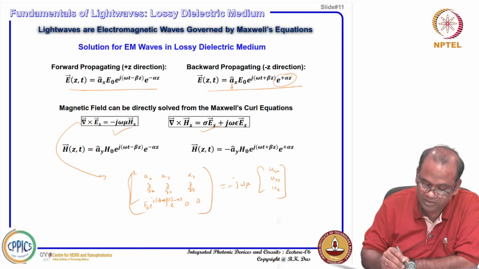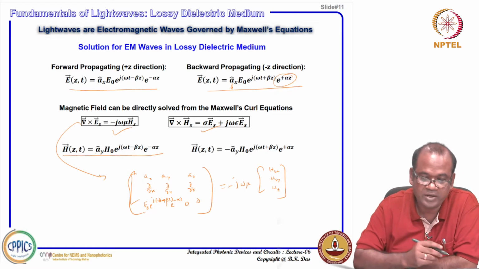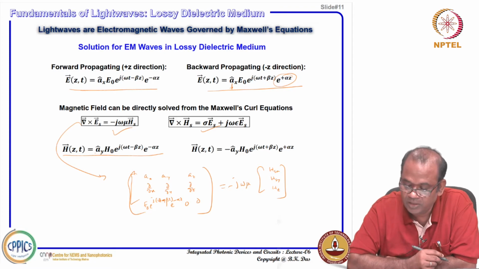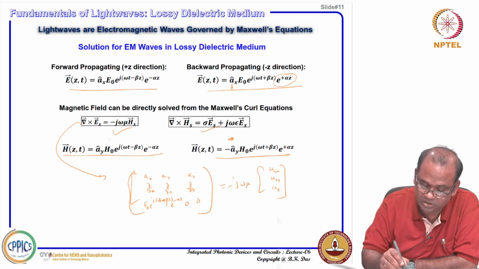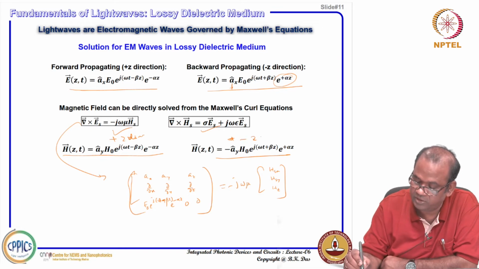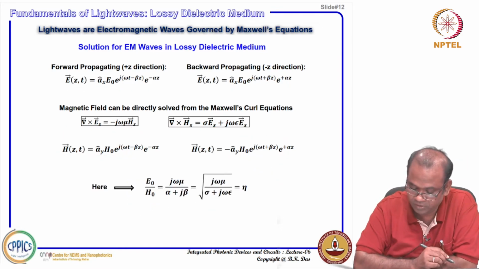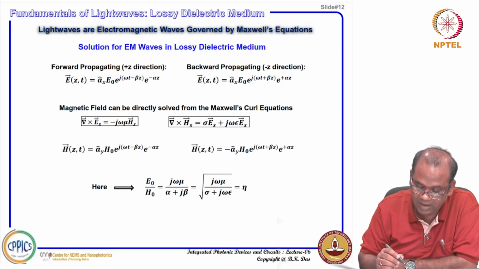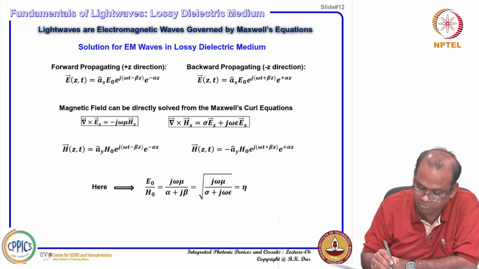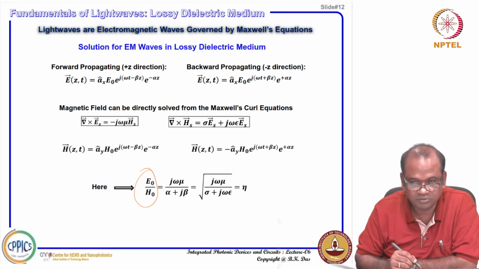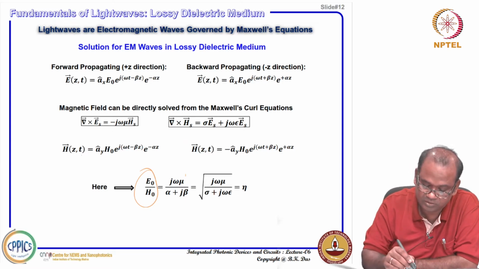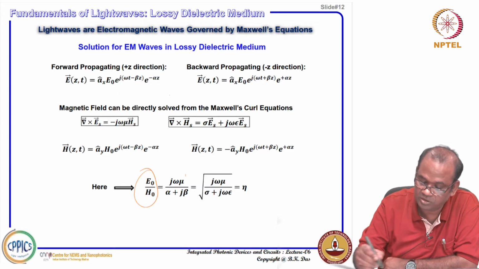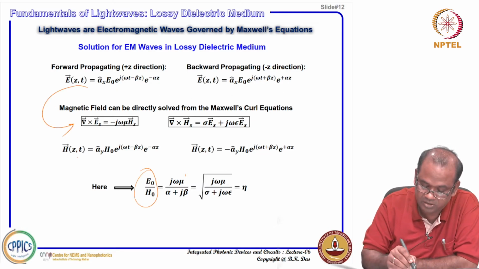So if you solve that, I can find the magnetic field will be in the y direction. If the electric field is in the x direction, the magnetic field can be considered in the y direction. This is a positive z direction, and this is a negative z direction. From this equation also, if you solve, you get something similar to earlier, E naught by H naught. When it is a lossless medium, sigma equal to 0, it will come like this. You just solve this one and substitute here, and then you get the magnetic field solution.